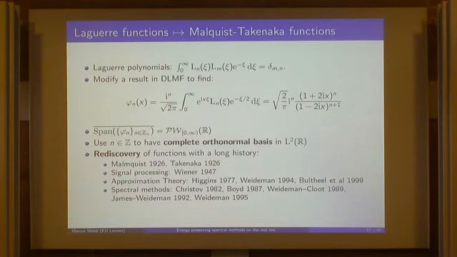And as I said, they will span a Paley-Wiener space whose Fourier transforms are in the support of the measure, which is only the half-line. So if you want to make it complete, you just take n to be in the whole of Z. And it turns out this is a rediscovery of some functions which have a very long history. It goes back to Malmquist and Takenaka, so we call them Malmquist-Takenaka functions.